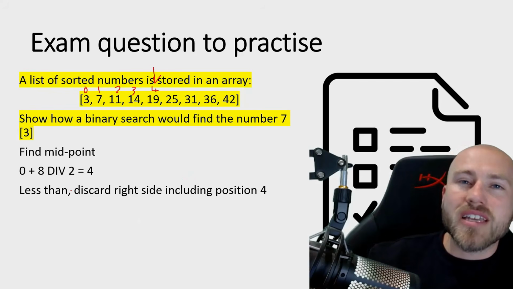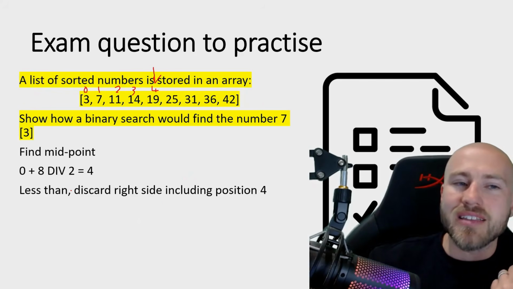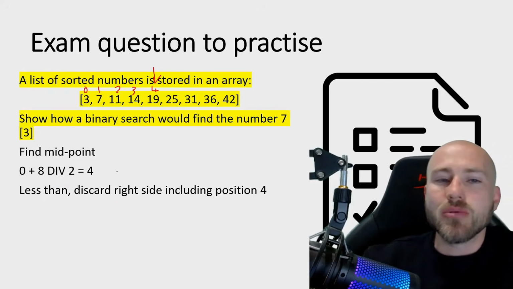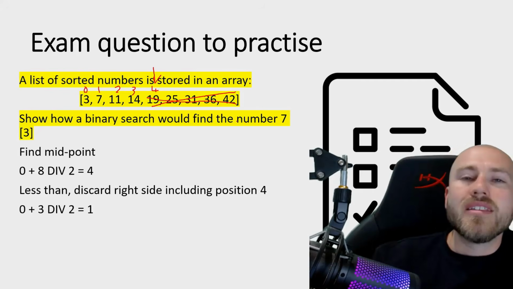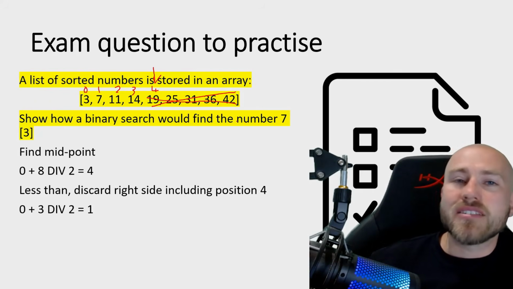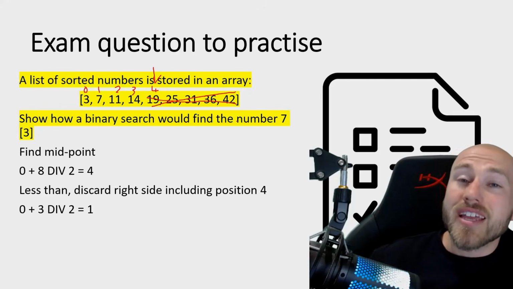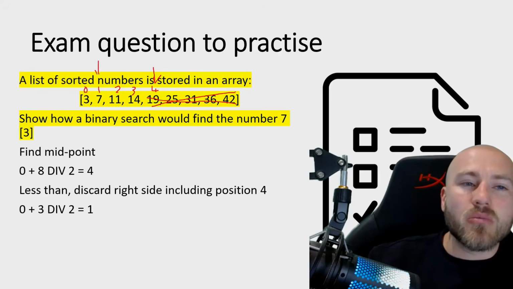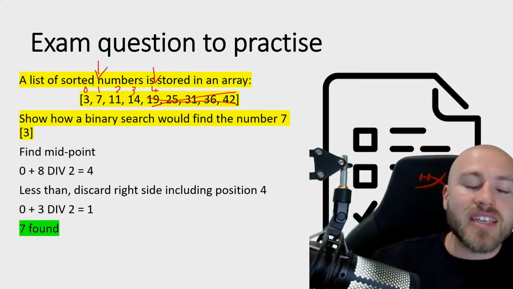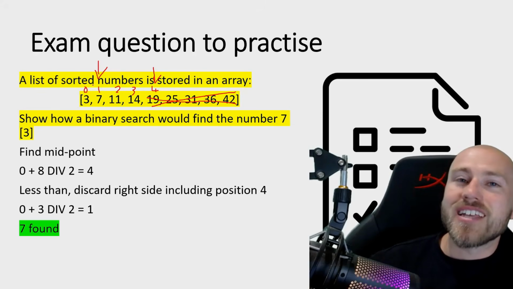Now we know because the data's been sorted that it must be less than that because we are looking for the number 7. So we are going to discard the entire right side, including position 4. Then we're going to use our new left side added to our right side, which is 0 plus 3. Div 2 is going to give us 1. So we are now looking at position 1 and we have found our data. So 7 has been found. That's the end of the question.